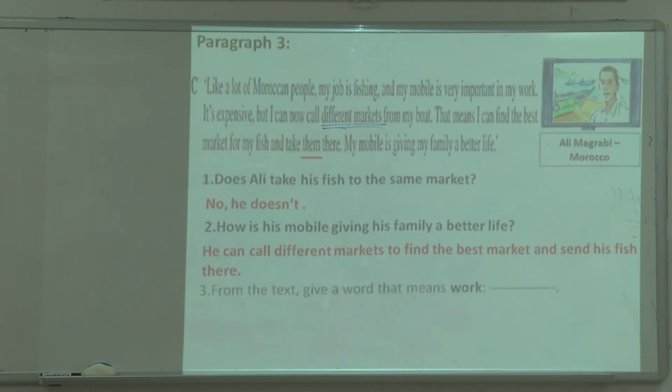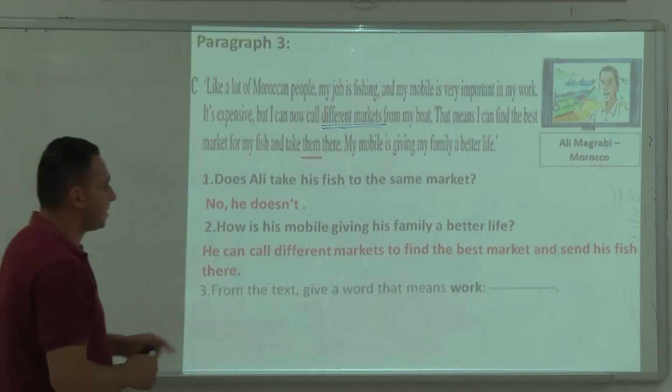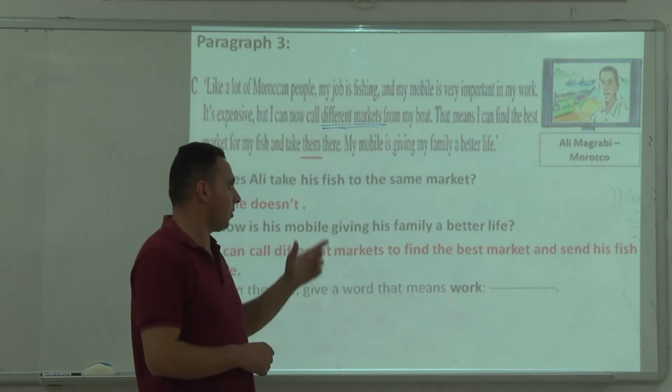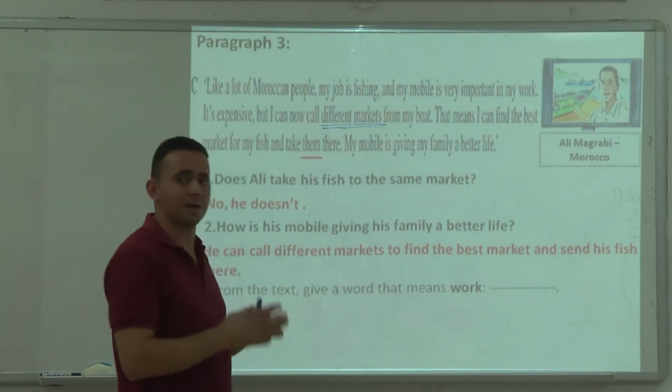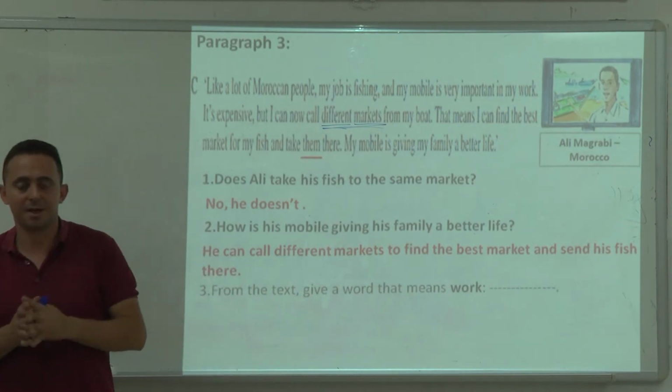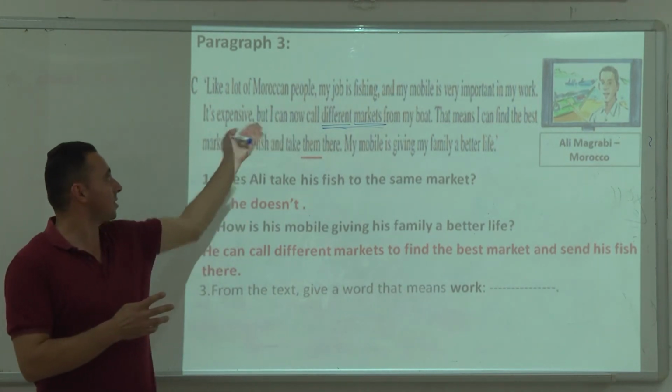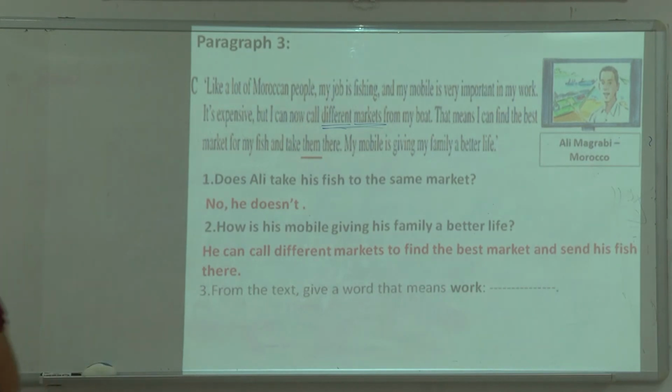Question number 3. From the text, give a word that means work. Now, I want you to find a word that means work. Who can answer the question? His work is fishing. Very good job. So the answer is job.